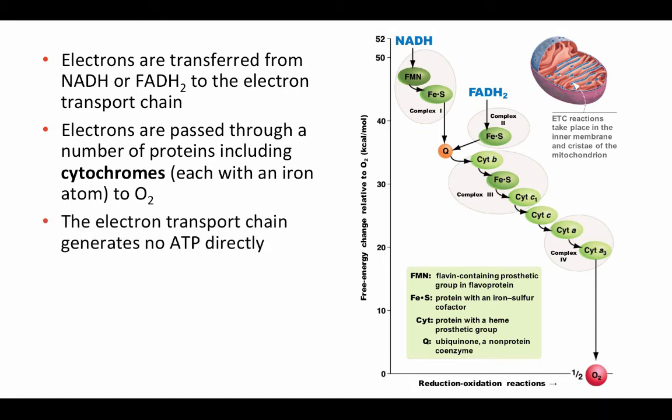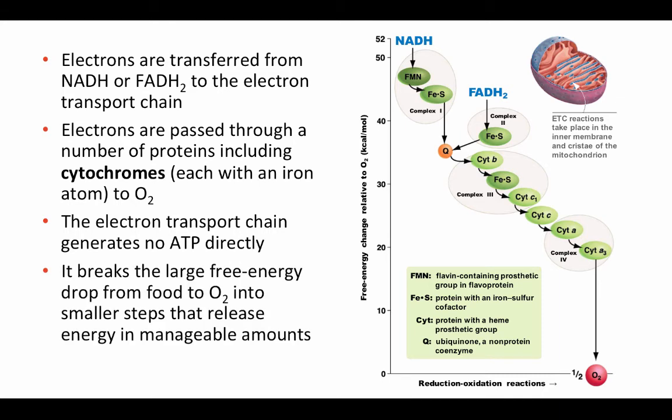And the thing to notice is that ATP does not come into play anywhere in this figure. There is no ATP directly generated by this release of energy. So what does it do? It breaks the large free energy drop from food to oxygen into smaller steps that releases small amounts of energy at a time. But what happens to that energy? How does that energy end up being made into ATP?